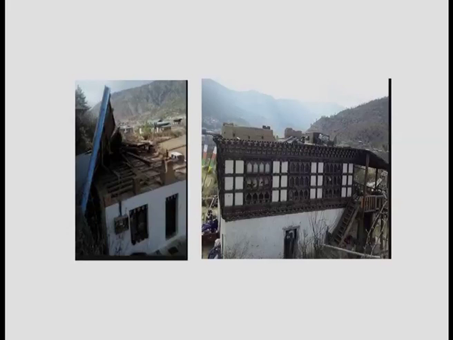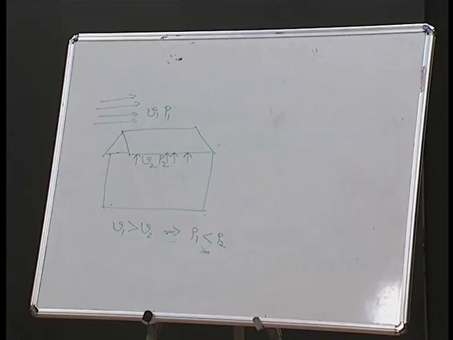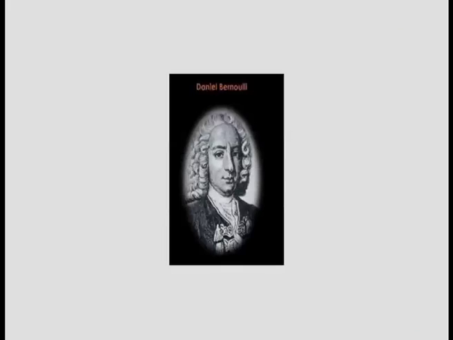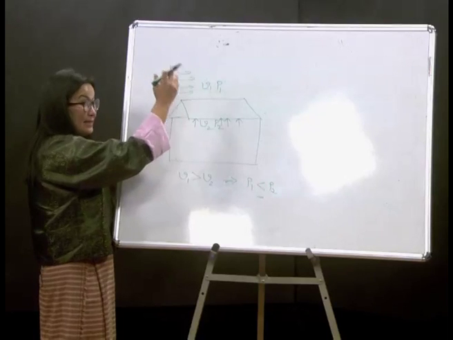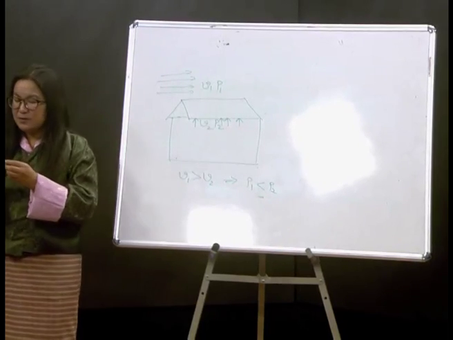So actually this concept was first discovered by a scientist named Daniel Bernoulli. He discovered and made a principle called Bernoulli's principle, which says that whenever there is a streamline flow of liquid, if the velocity is less at a particular point, then pressure will be more. So, that was his principle.